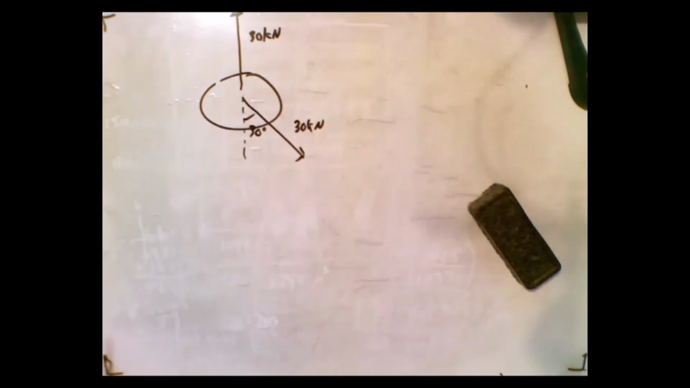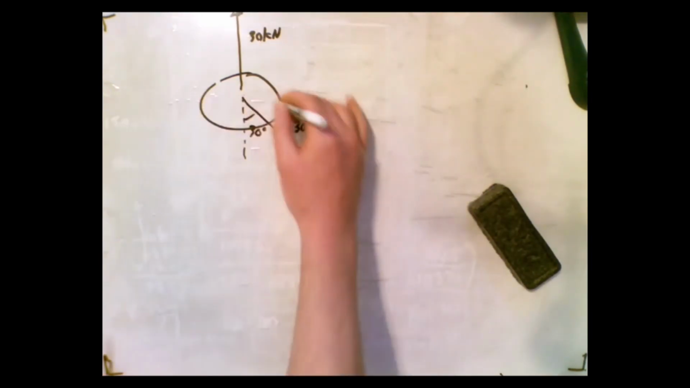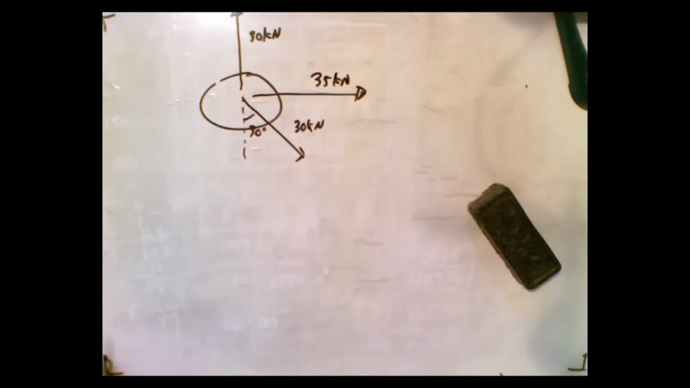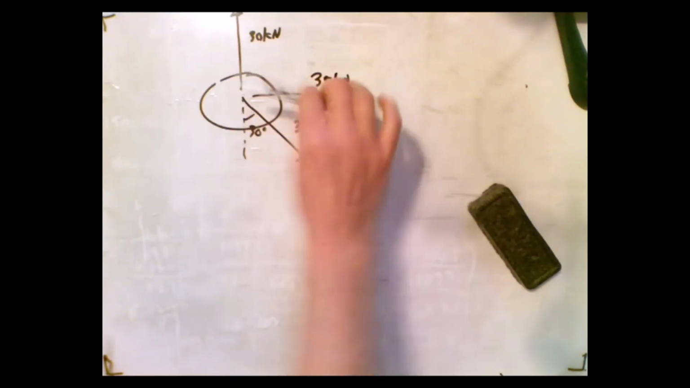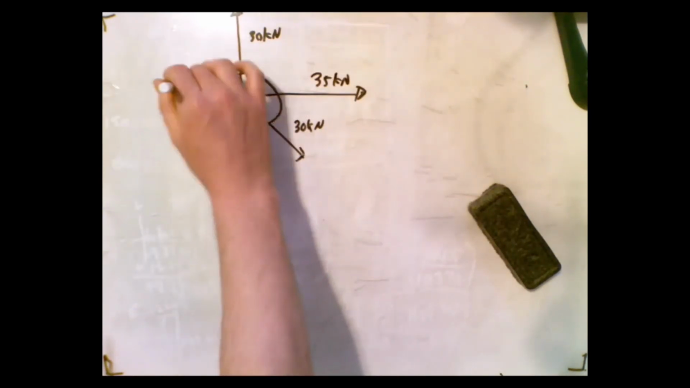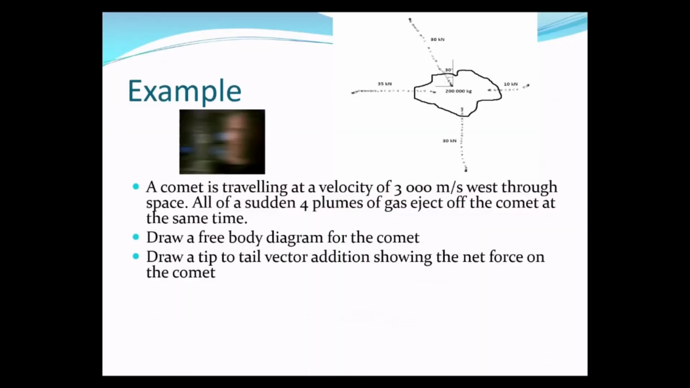And then there's a plume of smoke going this way, and that's going to push it this way, and this one's a larger one. This is 35 kilonewtons. And then there's a plume of smoke going this way, so it's going to force it that way, so it's 10 kilonewtons, like that. So that's our free body diagram. So the next part of the question is asking us to draw a tip-to-tail vector addition showing the net force on the comet.